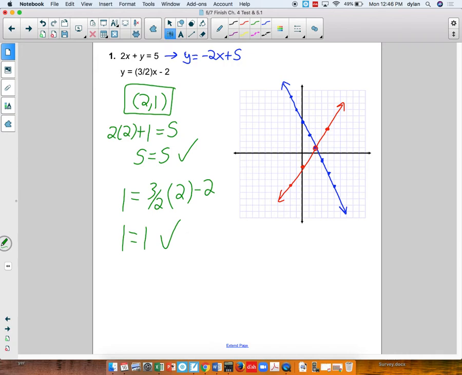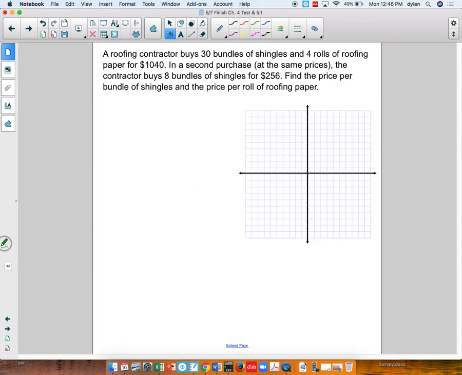All right, so for the last example today, we're going to look at a word problem. So imagine that you own a roofing company, and you need to buy shingles and roofing paper in order to put a new roof on a home. So you go out and you buy 30 bundles of shingles and 4 rolls of roofing paper for $1,040. And then later, the contractor goes back out and buys 8 bundles of shingles for $256. Our goal is to find out how much the shingles cost and how much the roofing paper costs.